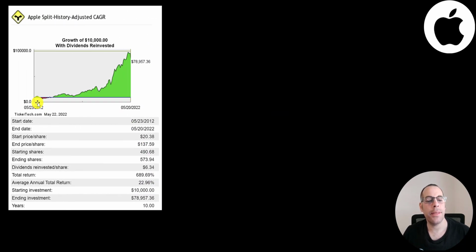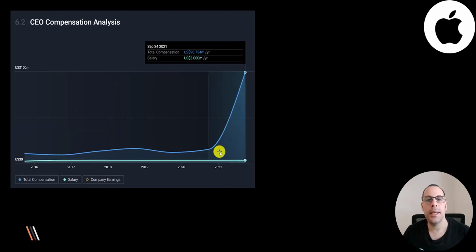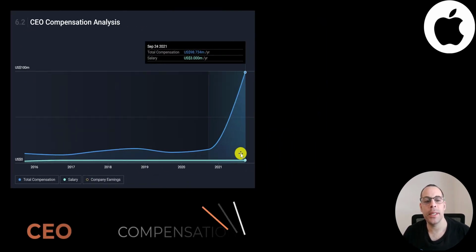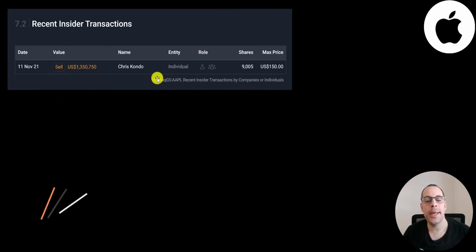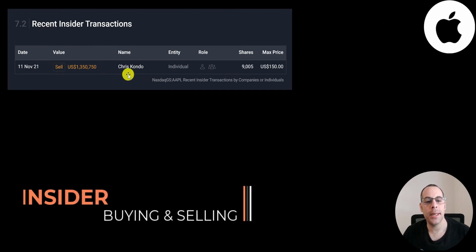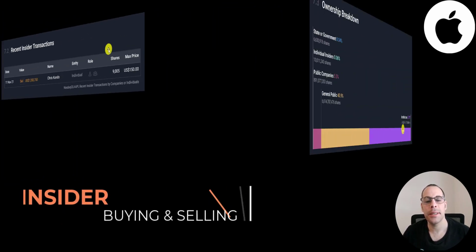If you invested $10,000 into this company 10 years ago, you'd have $79,000 today. That's a 689% return, a 23% annual return. The CEO, Tim Cook, his base salary is $3 million and his total compensation package is $99 million. There's only been one insider trade the last 12 months, a sell for 9,000 shares.